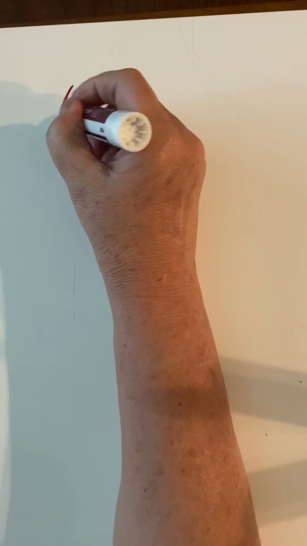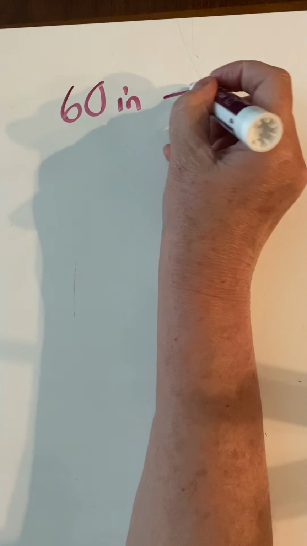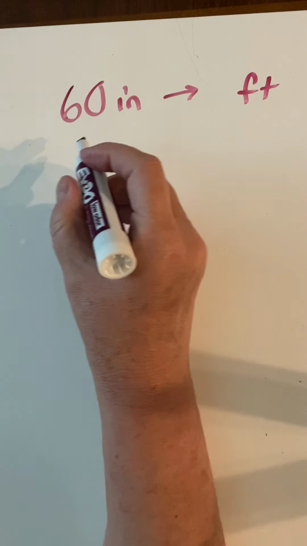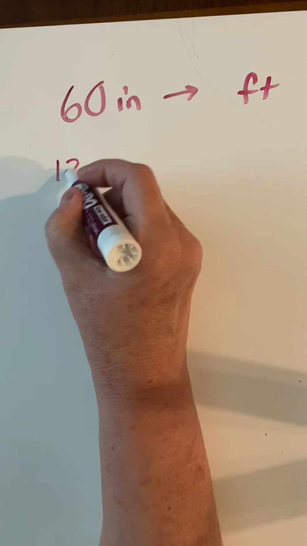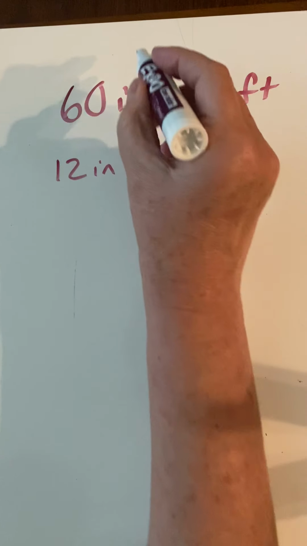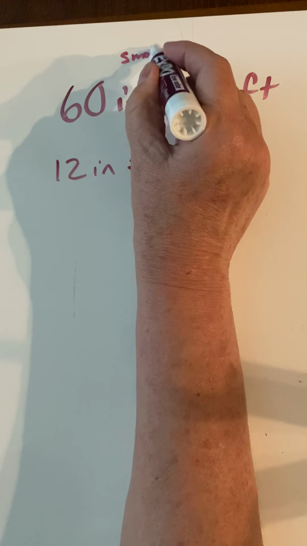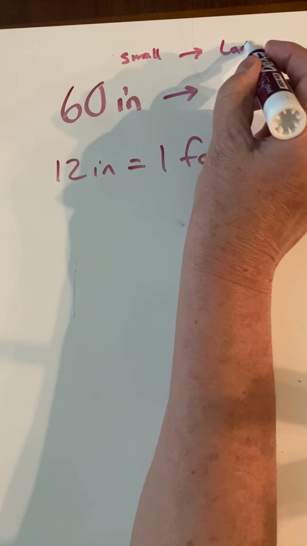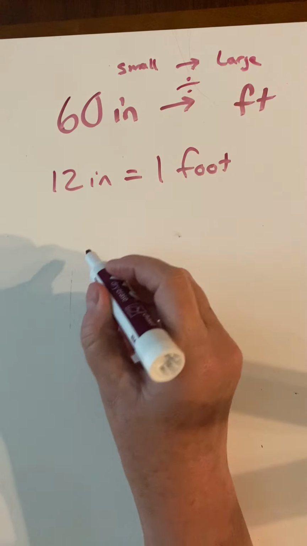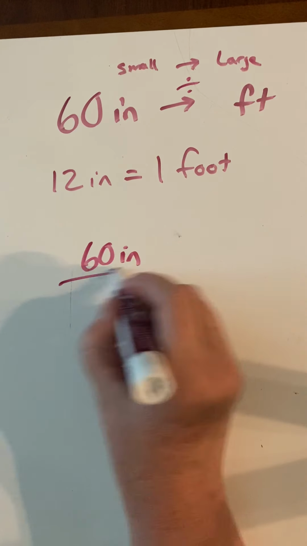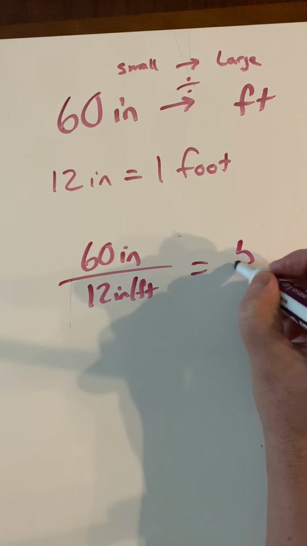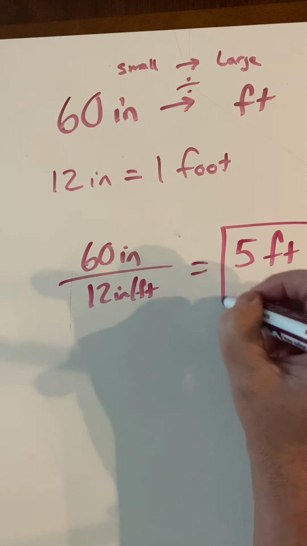If I was given 60 inches and I want to know how many feet that is. Now remember, I can look on page 807 and I know that there are 12 inches in 1 foot. And this is a small unit going into a large unit, so that means I'm going to divide. So I'm going to take the 60 inches, divide it by 12 inches per foot, and that's going to give me 5 feet when I do that kind of math.